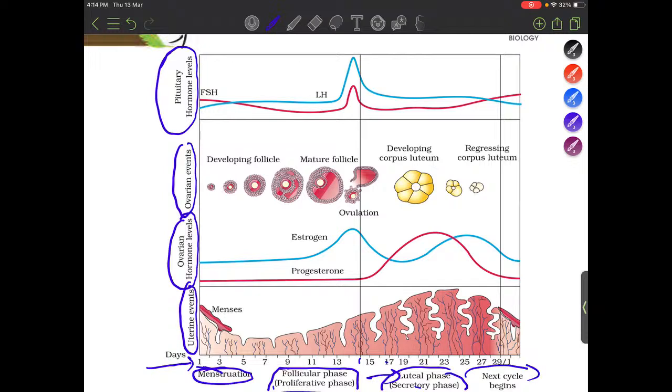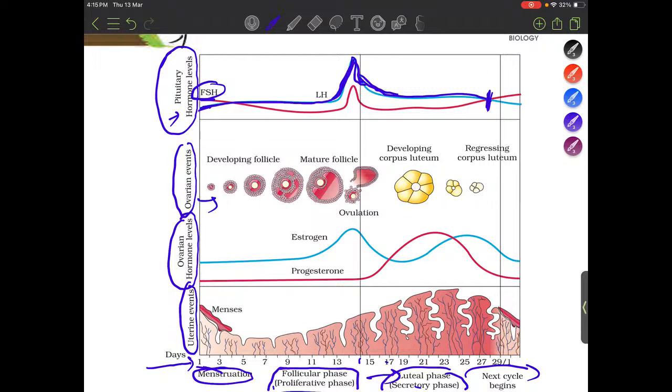So pituitary hormone, how does this change? At the time of menstruation, follicle stimulating hormone is more than luteinizing hormone, but at 14 days luteinizing hormone is at its maximum, at its peak, so it is known as the LH surge, and luteinizing hormone dominates up to the next menstruation.